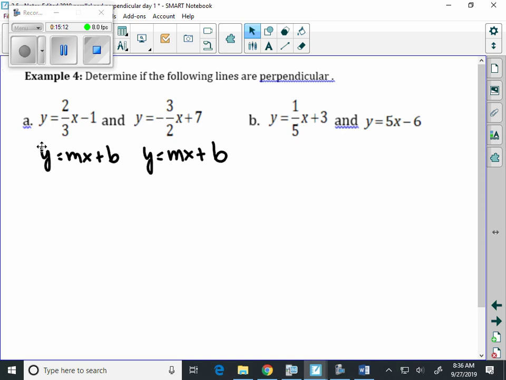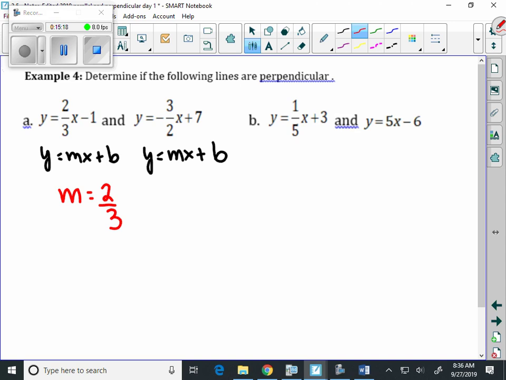Our slope of the equation to the left is 2/3. Our slope on our equation to the right is -3/2. Did we flip? Yes. Did we change the sign? Yes. These are perpendicular. 2/3 will become 3/2. It was positive, so it's going to become negative. Opposite reciprocals is what perpendicular is.